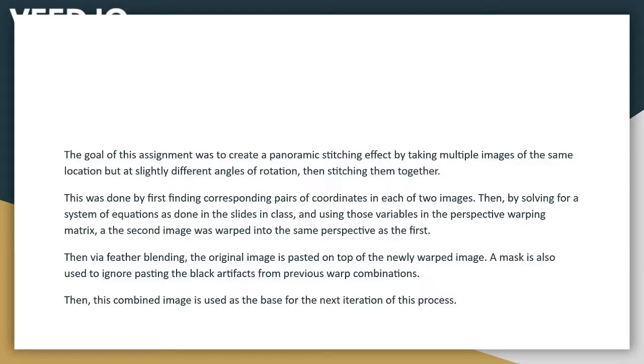You can have more than four pairs of coordinates. That just helps the warping get more accurate and reduces our penalty when we're doing the regression.